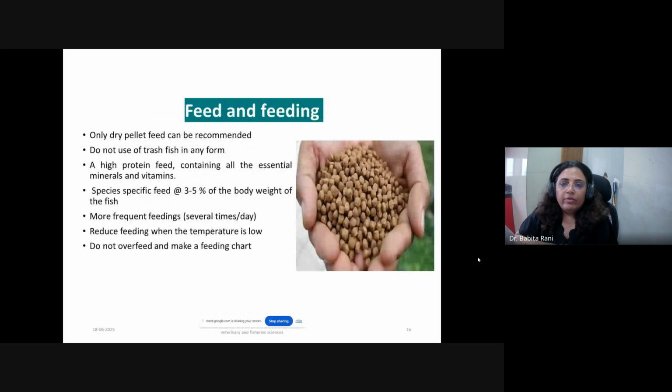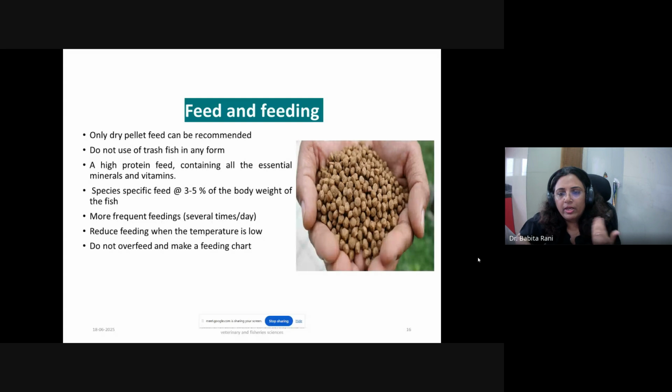When we go for feeding in RAS, we need to feed only dry pellets. We cannot use any trash fish or anything, and we must balance the whole diet. For small fishes, we can start with 5% body weight and gradually reduce it. This is usually the same as feeding for other species.